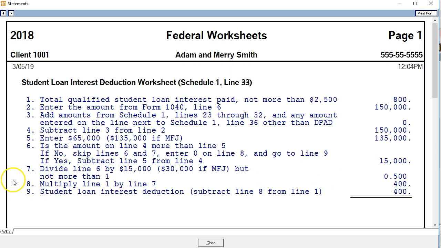And then line 7 says divide line 6 by 15,000, 30,000 if married filing joint. We of course are the 30,000, so we're dividing line 6 up top being the 15 over the 30, which of course gives us that 50% or 0.5. Multiply line 1 by line 7, meaning our amount of interest, the 800, times the 0.5, which will give us half, 400. And then number 9 says student loan interest deduction, subtract line 8 from line 1. So now we're going to take line 8, subtract the 400, which is half of it, to get to the 400. So that's going to be our worksheet.